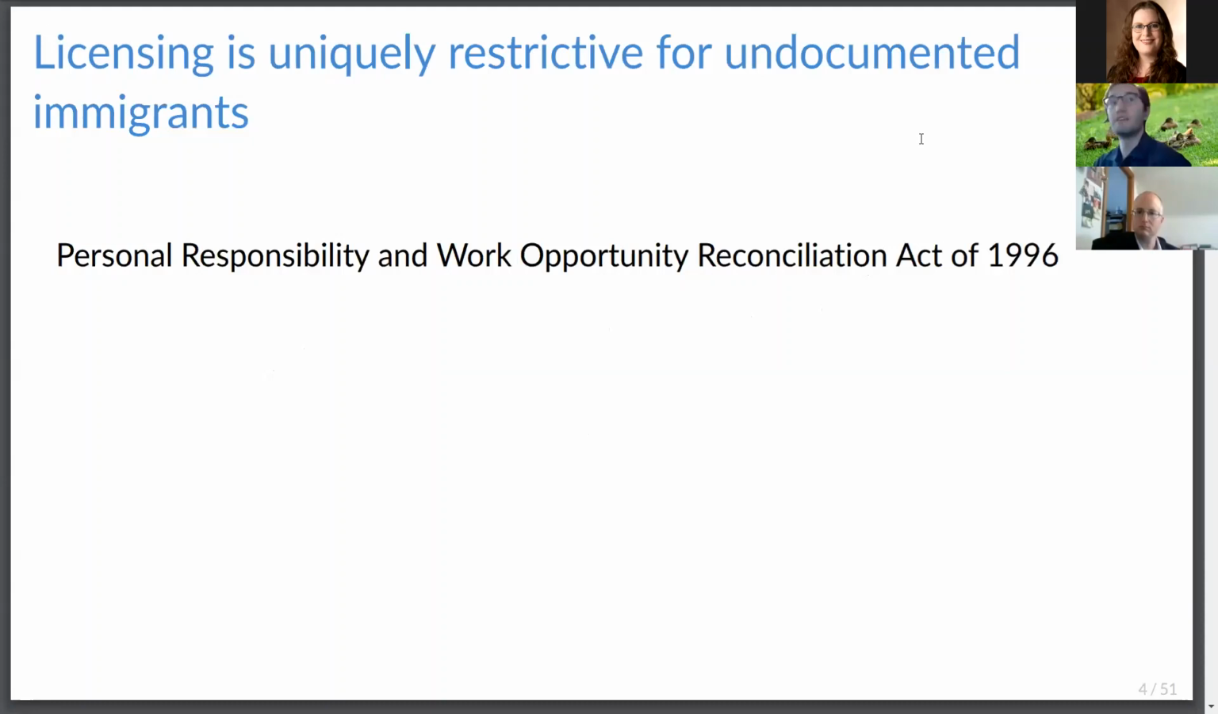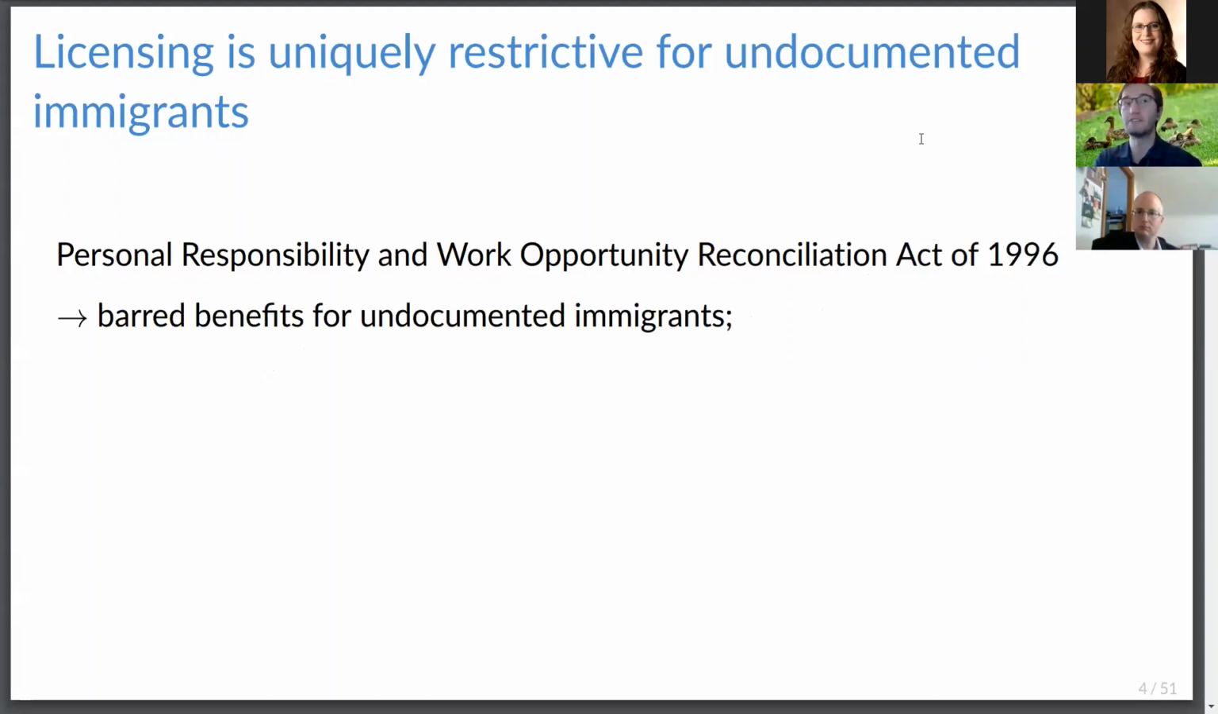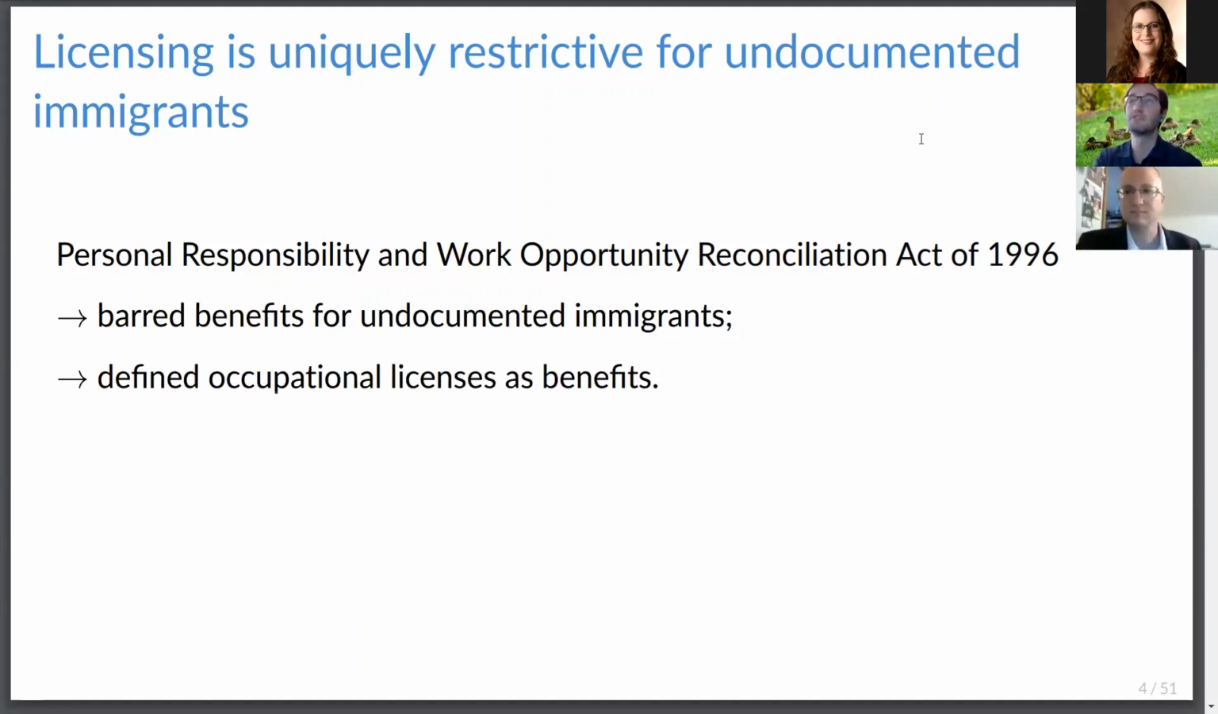In particular, I argue that licensing is uniquely restrictive for undocumented immigrants. Some background on this: since welfare reform in the mid-1990s, states have in general not been allowed to grant undocumented immigrants occupational licenses. In particular, this act barred undocumented immigrants from receiving benefits from the states, and it defined occupational licensing as a benefit. So the combined effect of this policy is that undocumented immigrants were after this unable to obtain occupational licenses, assuming that they were previously able to obtain them.